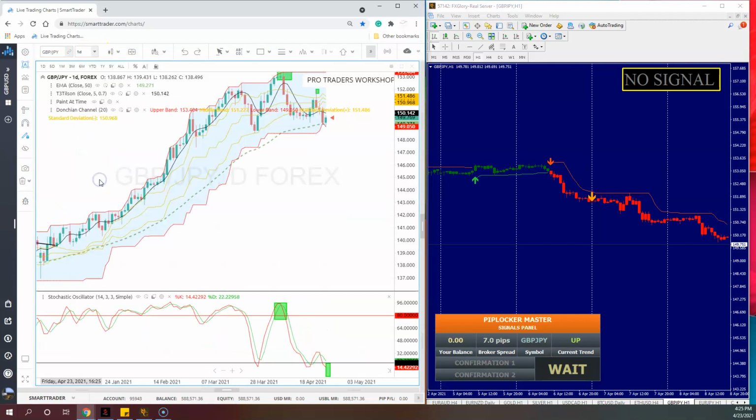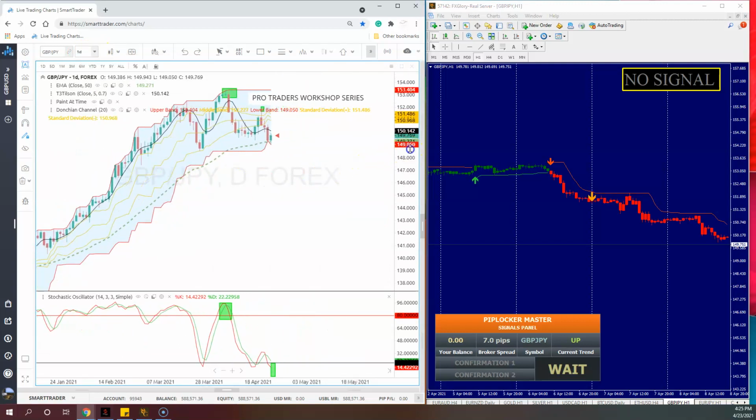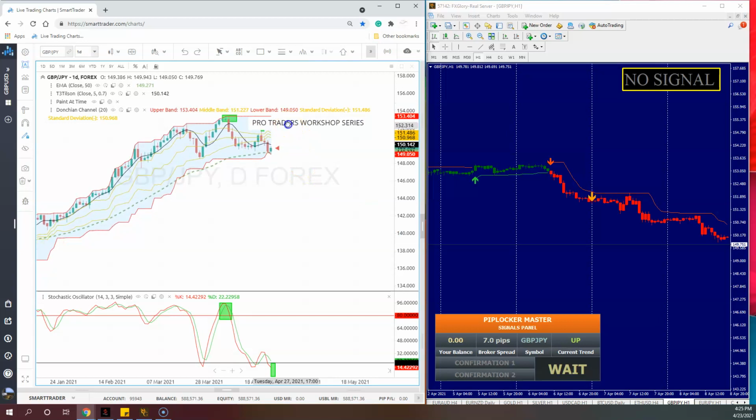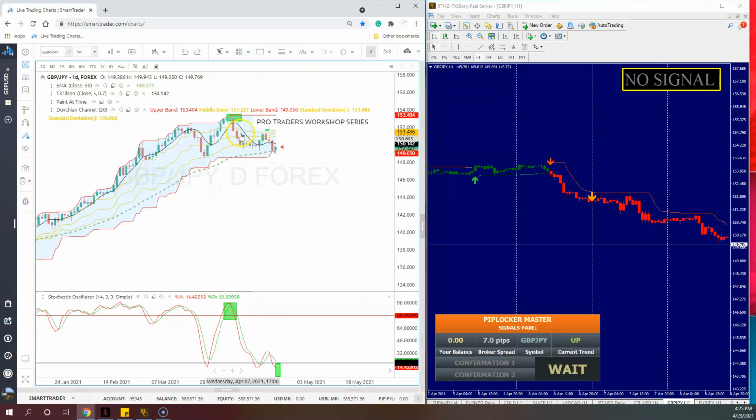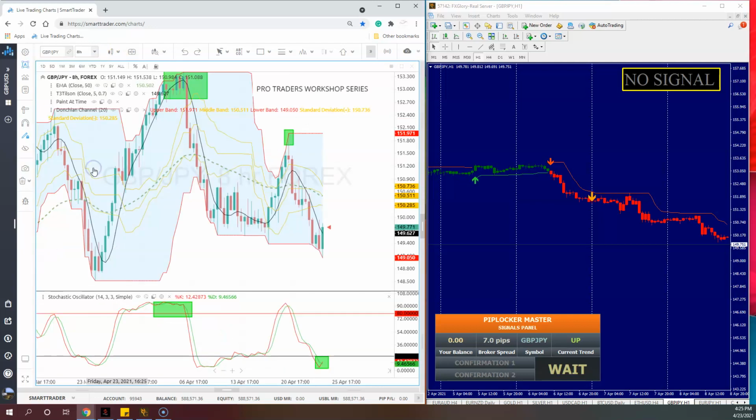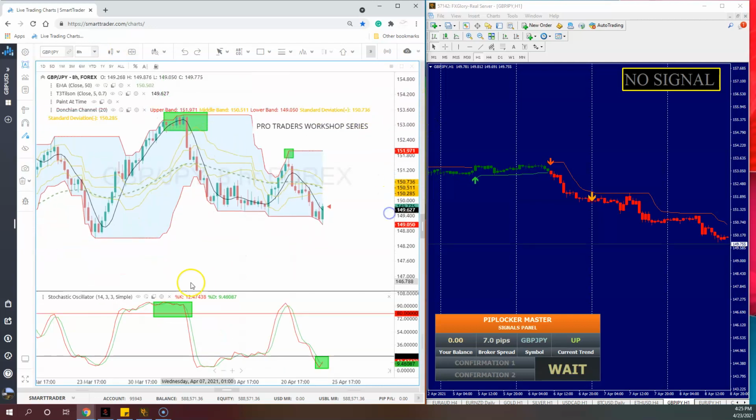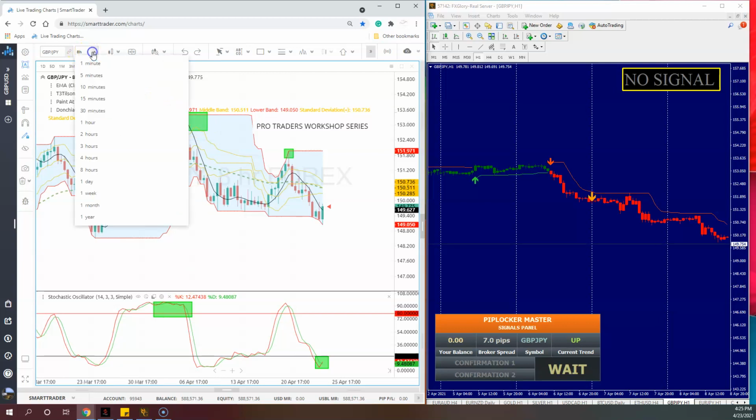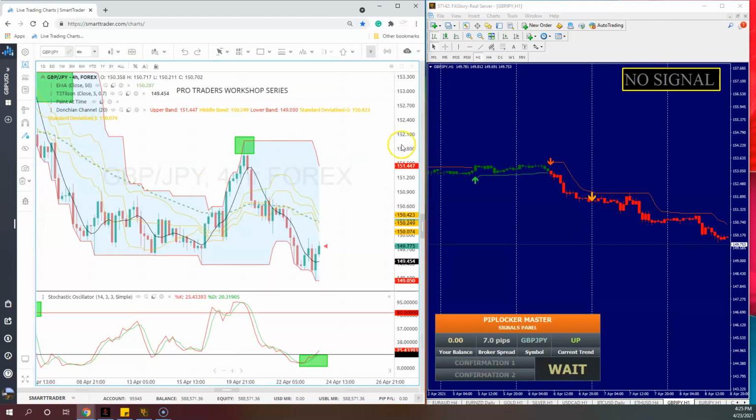I switch over to the daily. Notice that on a daily chart, we see the same thing. We have stochastics overbought, and on a daily chart, we have this bearish engulfing candle. When I switch to an 8-hour chart, again, stochastics is overbought on the 8-hour chart. So I have 3 time frames essentially telling me the same thing.